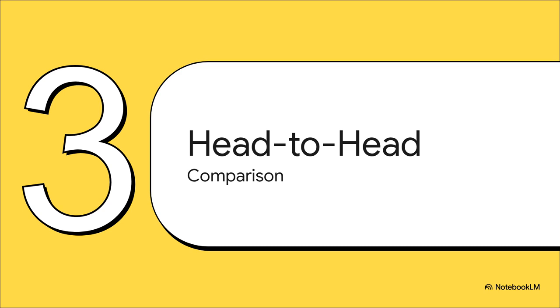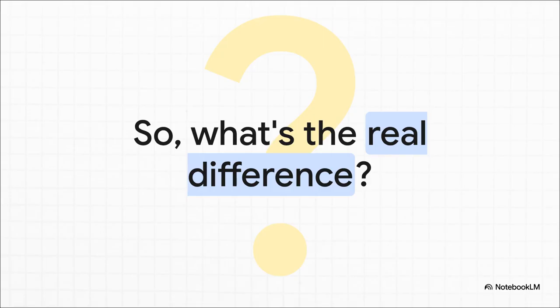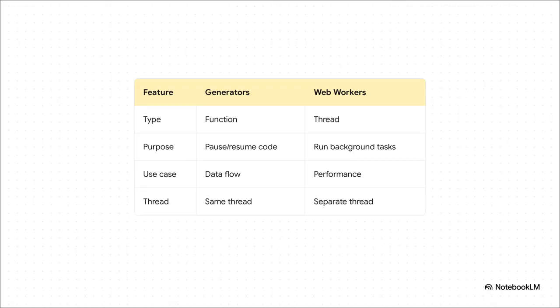All right, so we've met our two heroes, the background powerhouse and the master of control. Now let's put them side by side to really highlight their unique strengths and make it crystal clear when you should use each one. So what is the real difference here? They both seem to handle complex tasks, but you know what? They do it in fundamentally different ways, for completely different reasons. Let's just break it down.